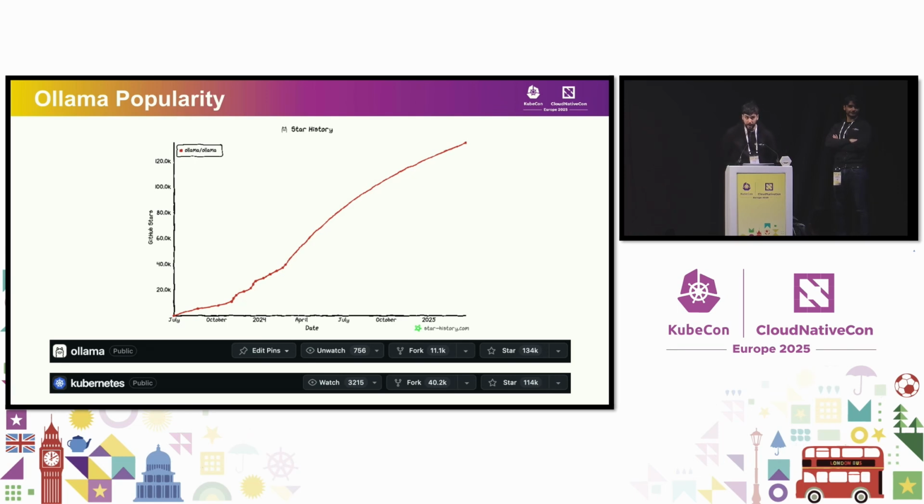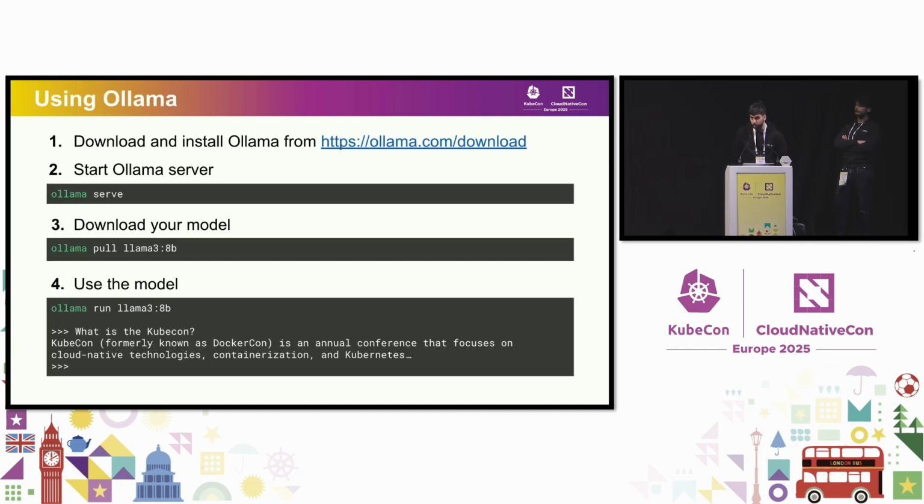I mean, the AI hype is real, and also I think it's because of the simplicity. Because if you want to run a model locally with Ollama, first you need to download and install the Ollama binary from the Ollama website. You need to start the Ollama server in the background, and then you download your model with ollama pull. For example, in this case, it's the Llama 3 8 billion parameters model. And to use the model, you just execute ollama run and the name of the model you recently pulled, and that's it. Then you can start talking with your LLM, as you are doing with ChatGPT, but locally.